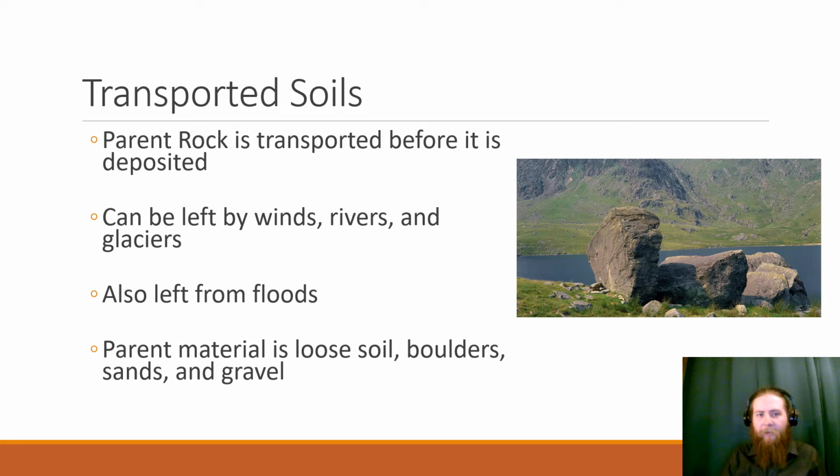The second type is transported soil, where the parent rock is transported before it's deposited. It can be left by winds, rivers, or in this image over here, glaciers. We can also have this very fine soil that's left over from floods. The parent material is loose soil, boulders, sands, and gravel. The important part about this material is it's not from the area. It is from a different bedrock and has been transported to this area. So this soil will look very different than the bedrock underneath it.